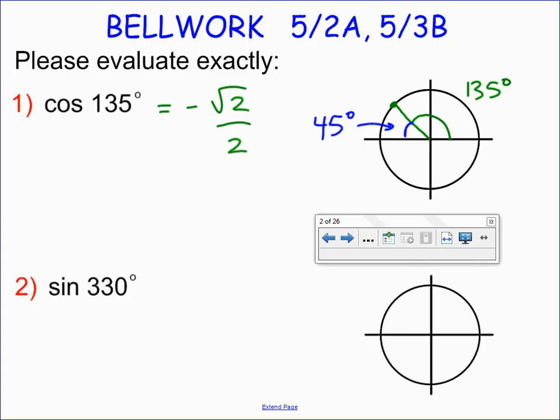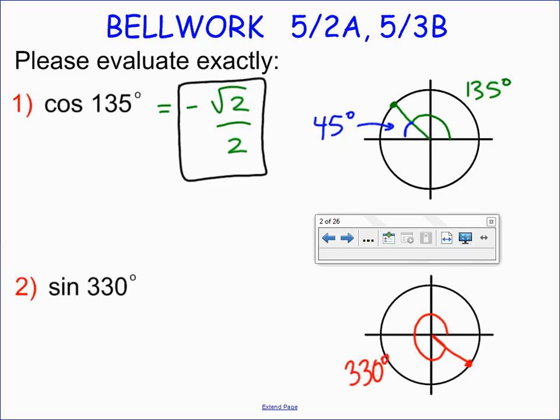Raise your hand if you had that. So who had negative root 2 over 2? That's correct. Good job. Let's go ahead and add that negative sign if you didn't, and we'll practice now finding another reference angle. Everybody spin 330 degrees. Stop. So there's my 330 degrees of rotation.